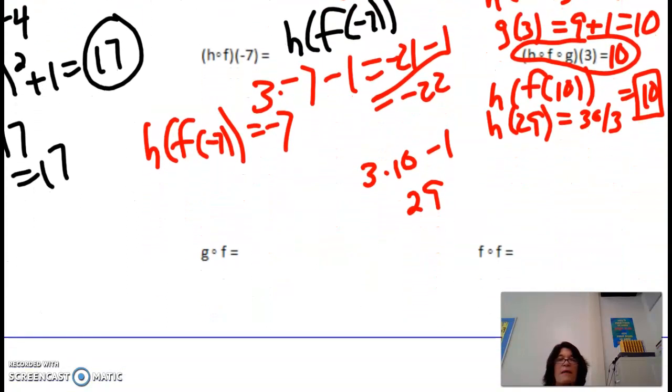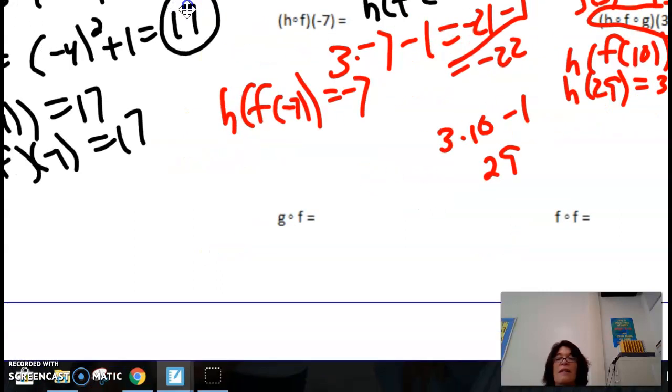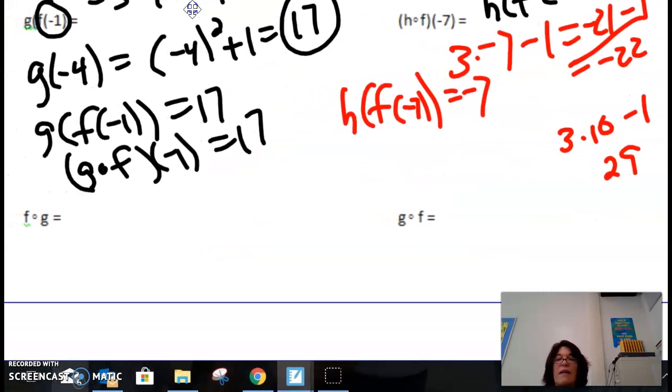Okay. Now we'll try f of g and g of f, just of x. Okay, notice there's not a number, if you look at your notes there for a sec. It's just f of g, g of f.